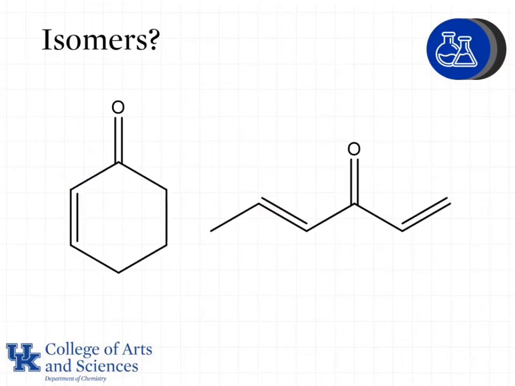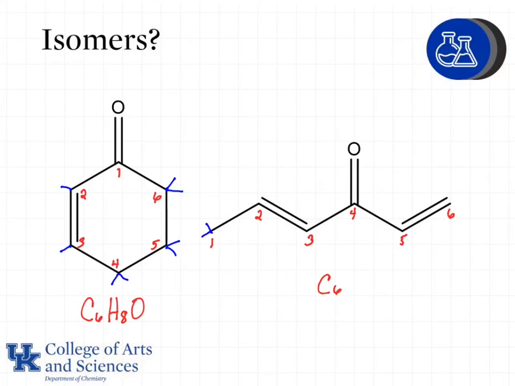Are these molecules isomers? So we're going to count our carbon atoms. In the molecule on the left we have 6 carbons. We're going to add in our hydrogen atoms so that every carbon has 4 bonds, and we get H8, and then we also have 1 oxygen atom. We're going to do the same thing for the molecule on the right. We count our carbons, and we find that we have 6 carbon atoms. We then add in our hydrogen atoms and find that we have 8 hydrogen atoms and we have 1 oxygen atom. So these two molecules are isomers because they have the same chemical formula, C6H8O.